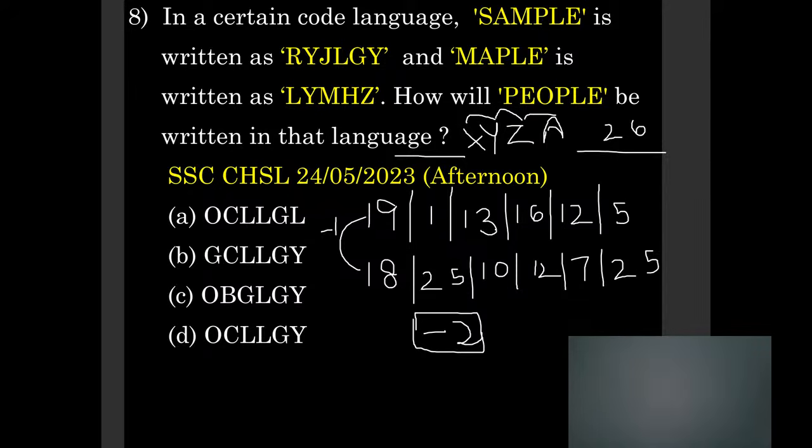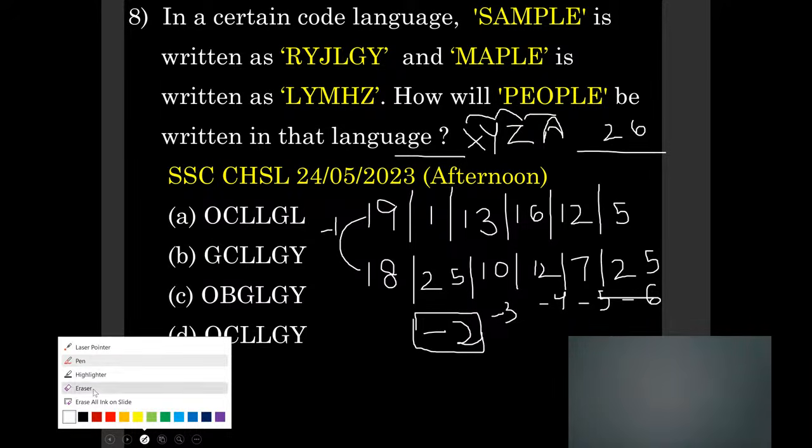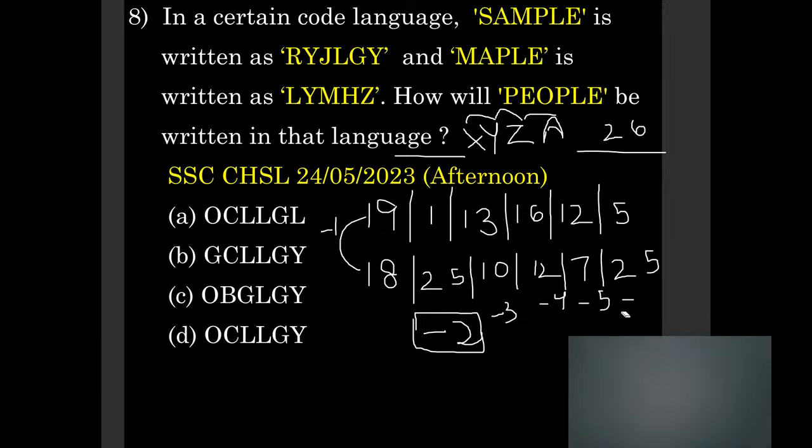Next, 13 and 10 means minus 3. 16 and 12 means minus 4. 12 and 7 means it is minus 5. Next, 5 and 25 means it is minus 6. Like this, they are subtracting consecutive numbers, minus 1, minus 2, minus 3, minus 4, and so on. That is the logic in this.